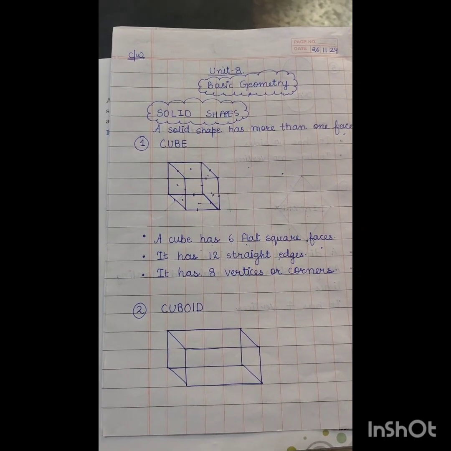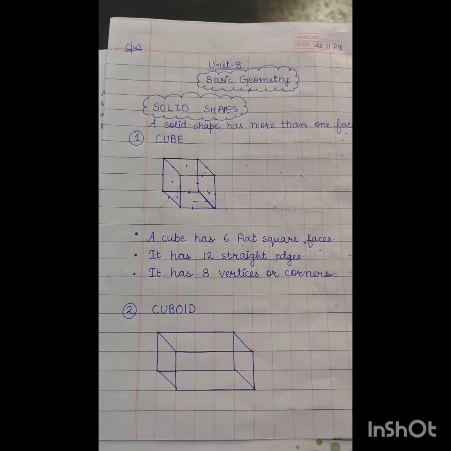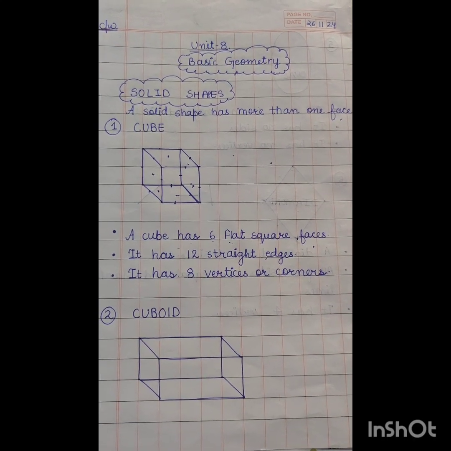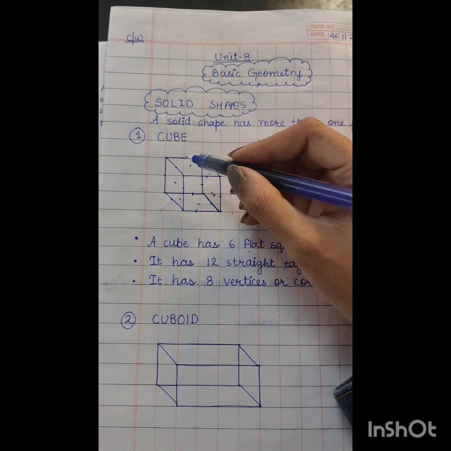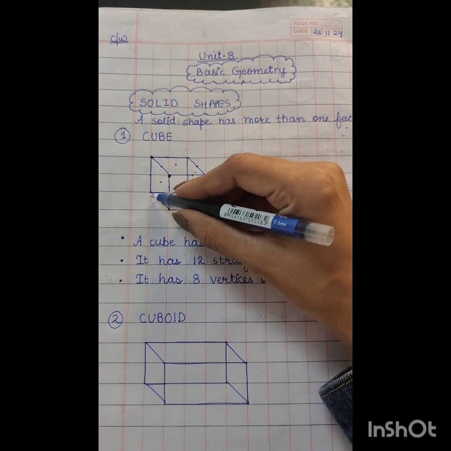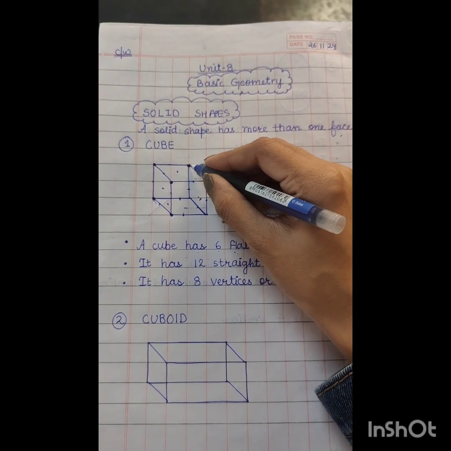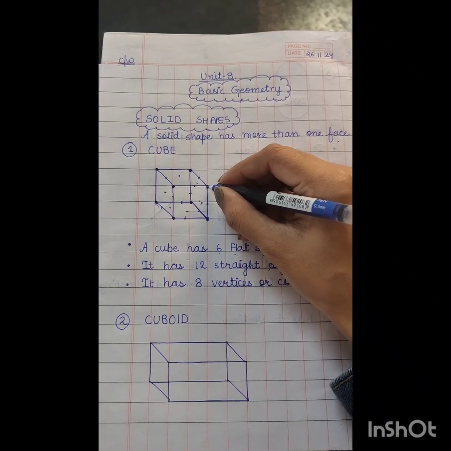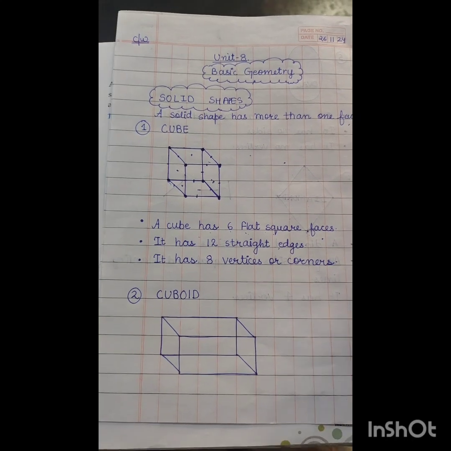How many straight edges beta ji? 12, right? It has 8 vertices or corners. What is a vertex or what are vertices? Yes, where 2 edges meet, it forms a corner or a vertex. So quickly count the vertices in the cube with me. Vertex 1, 2, 3, 4, 5, 6, 7 and 8. So how many vertices or corners beta ji? 8, right? Now move to the next figure.